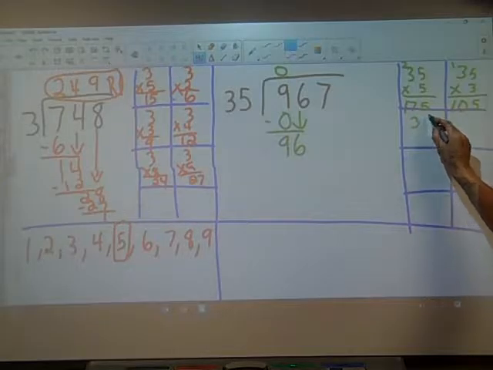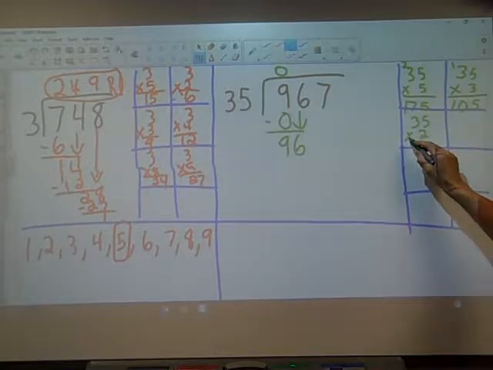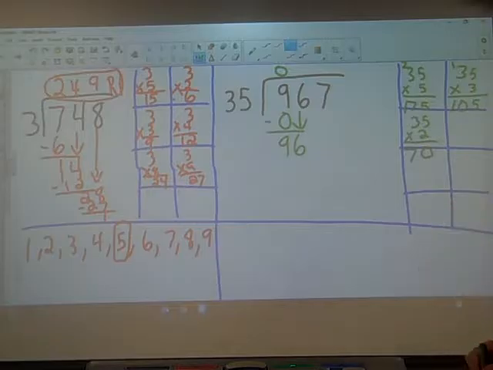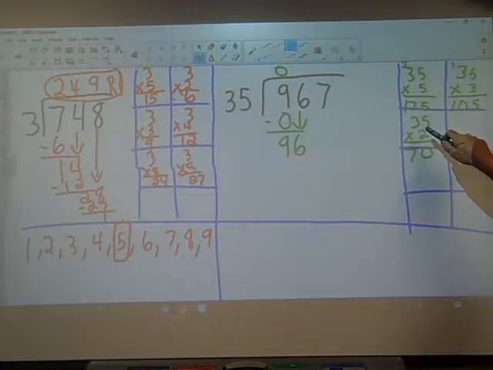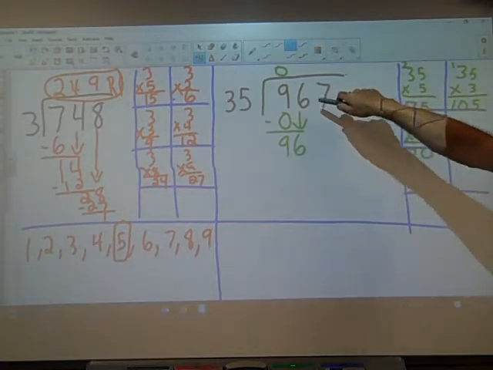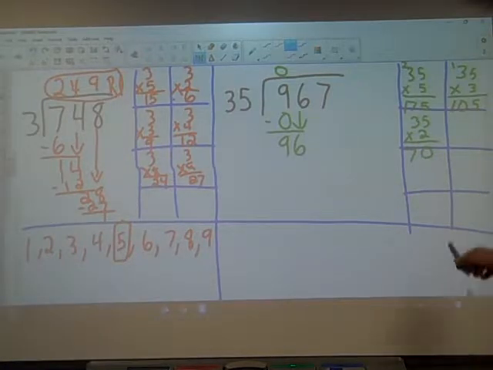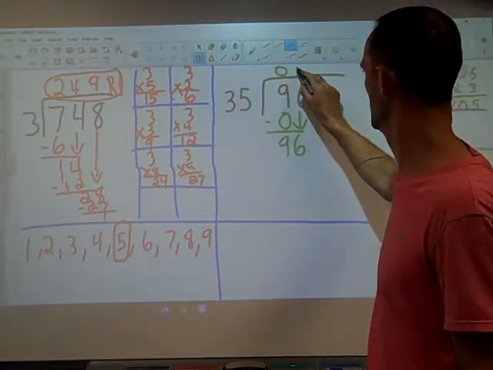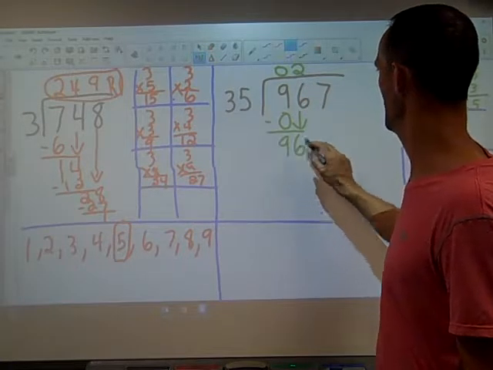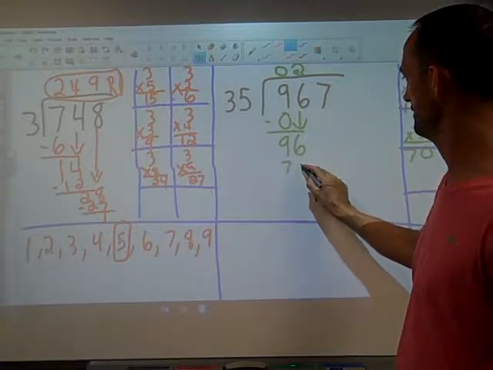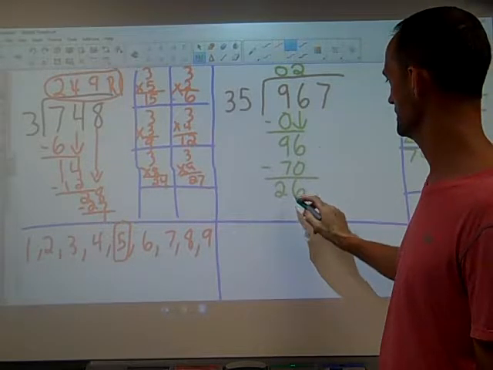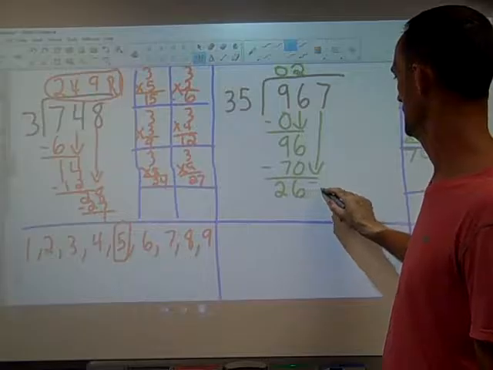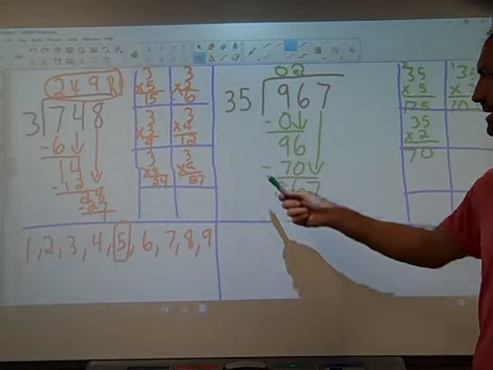I'm going to try 35 times 2, which is 70. Again, students should leave the work here on the side. I will encourage them not to erase their work because they might need it again later in the problem. So 2, I put a 2 up there, my answer is here, 70. Subtract, 9 minus 7 is 2, bring down the 7, and we start the process again.